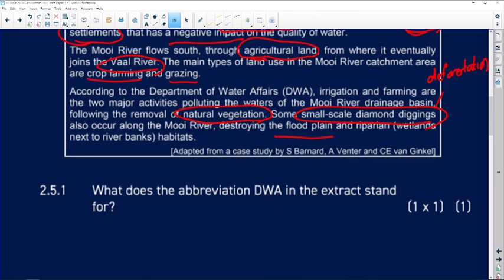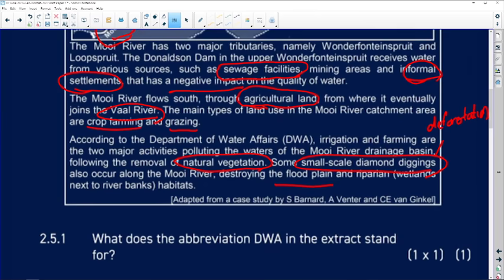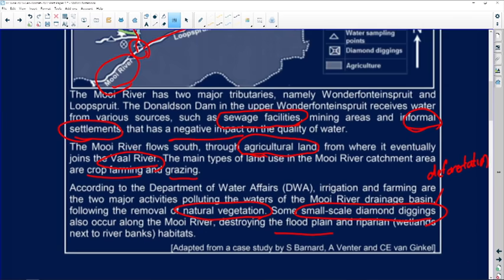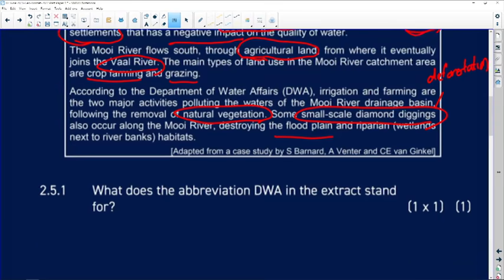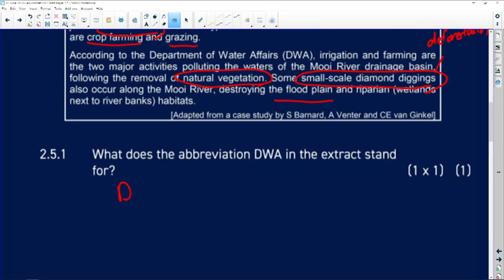Okay, what does the abbreviation DWA in the extract stand for? It stands for the Department of Water Affairs. So we can just write the correct answer over there.